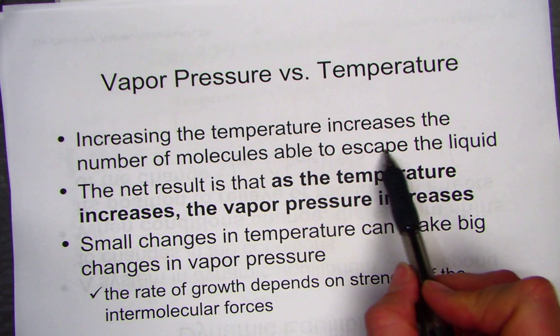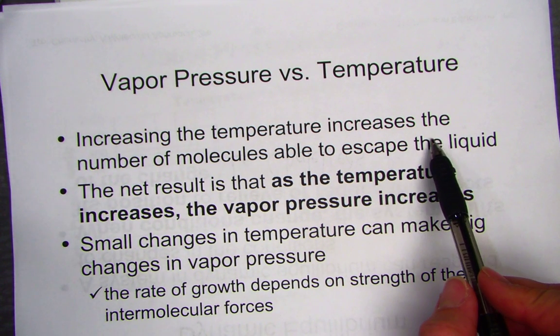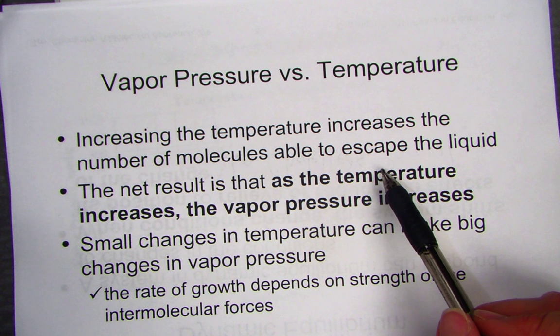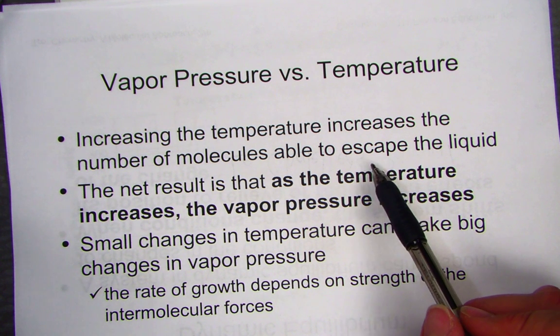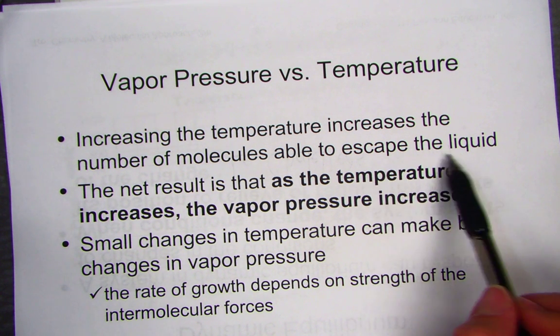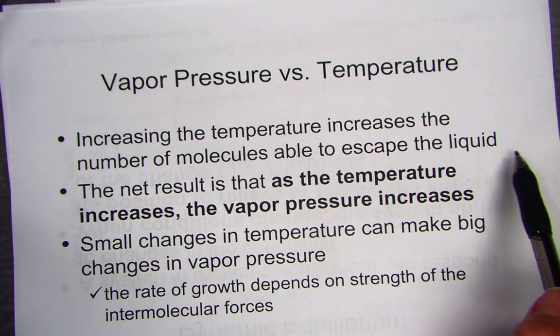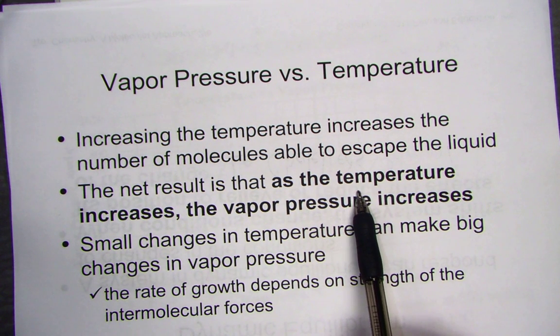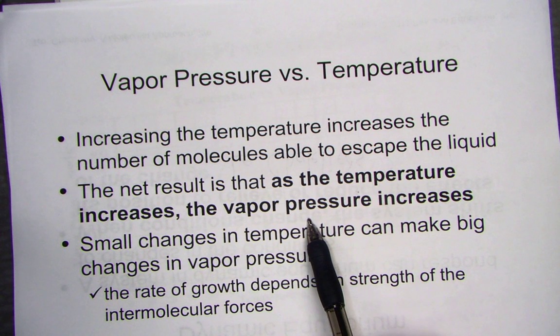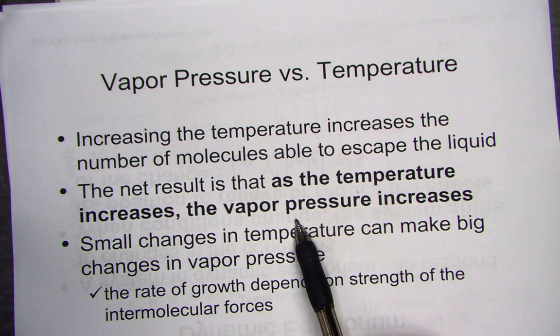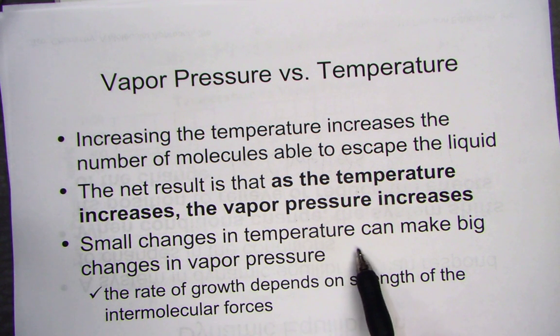Suppose we increase the temperature. Increasing the temperature increases the kinetic energy of those molecules, and we'll have more and more of those molecules able to escape the liquid and turn into the gaseous phase. So as the temperature rises, more liquid turns into gas, the vapor pressure will also increase. Vapor pressure is the pressure pushing down on the surface of the liquid. More gas molecules pushing down, the higher the vapor pressure. Even small changes in temperature can make a big change in the vapor pressure.